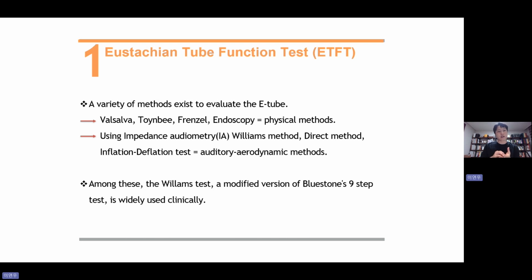ETF function test, the Eustachian tube function test. A variety of methods exist to evaluate the ETF: Valsalva, Toynbee, Frenger, endoscopy, and Bisker methods using impedance of the eardrum, a Williams method or a direct method, and an inflation deflation test, which are auditory aerodynamic methods. Among these, the Williams test, a modified version of Bluestone's 9-step test, is widely used clinically.